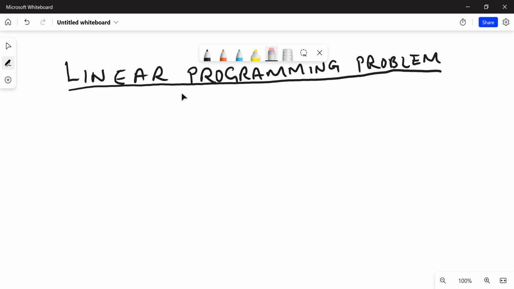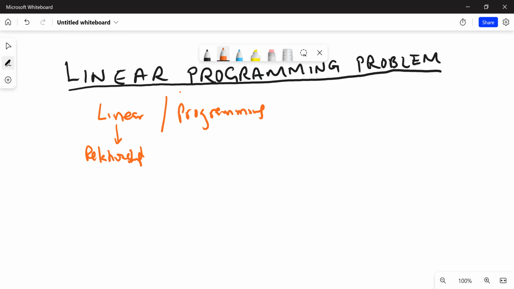So the name linear programming comes from these two words, the word linear, then the word programming. The word linear here means the relationship between or among the variables is linear. In other words, there is a straight line kind of relationship among the variables. So we'll be dealing with straight lines in a way. Then programming, of course, means it's like the plan.